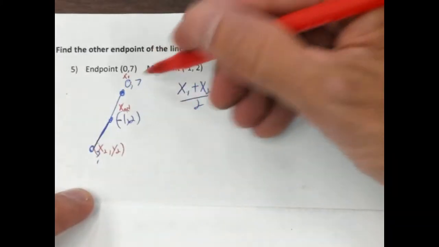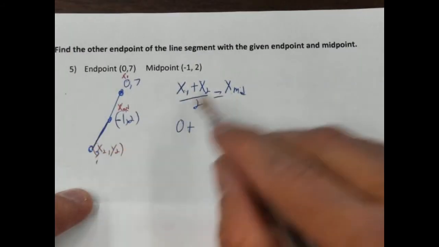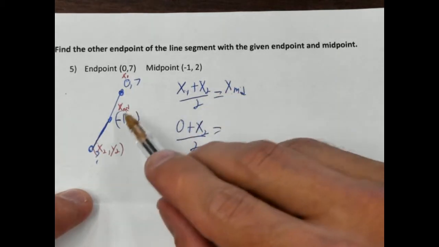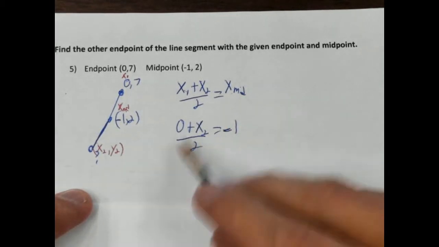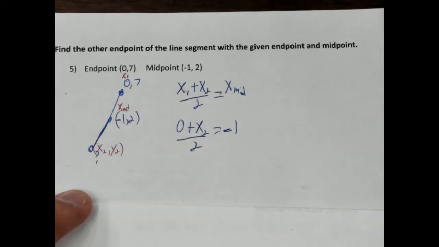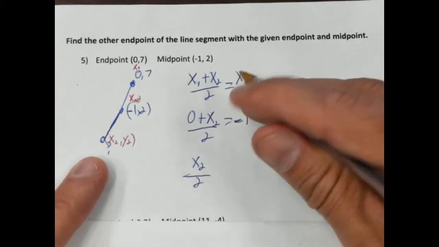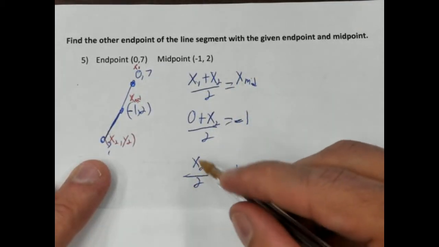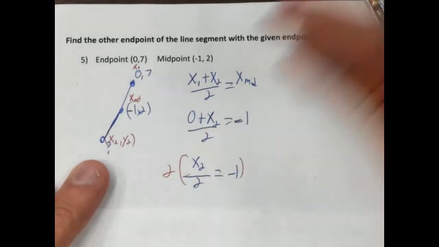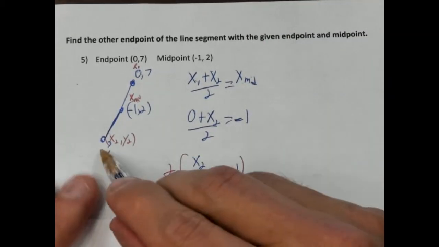So this 0 will become our x sub 1. This one down here we don't know, so it stays as our variable over 2. And we know the x value of the midpoint is -1. Now we just solve this algebraically. 0 plus x sub 2 is x sub 2. To get x sub 2 isolated, we multiply both sides by 2, and that gives us x sub 2 equals -2. So that is the x value of the missing endpoint.